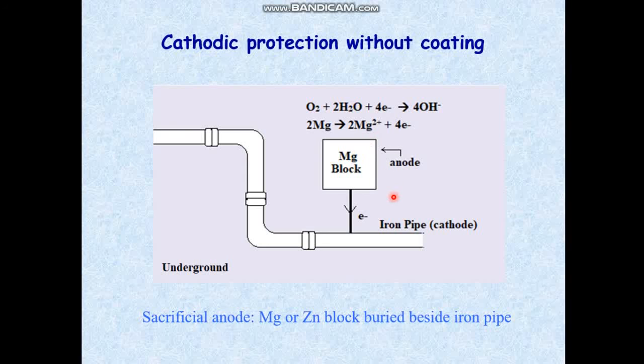So this way, by burying magnesium blocks underground and connecting them with the iron pipeline, the rusting of iron can be prevented. That means this metal is the sacrificial metal. We have to sacrifice either a magnesium or zinc block by burying it underground and connecting it with the iron pipe. We can prevent iron pipes from getting rusted, and their longevity can be increased.